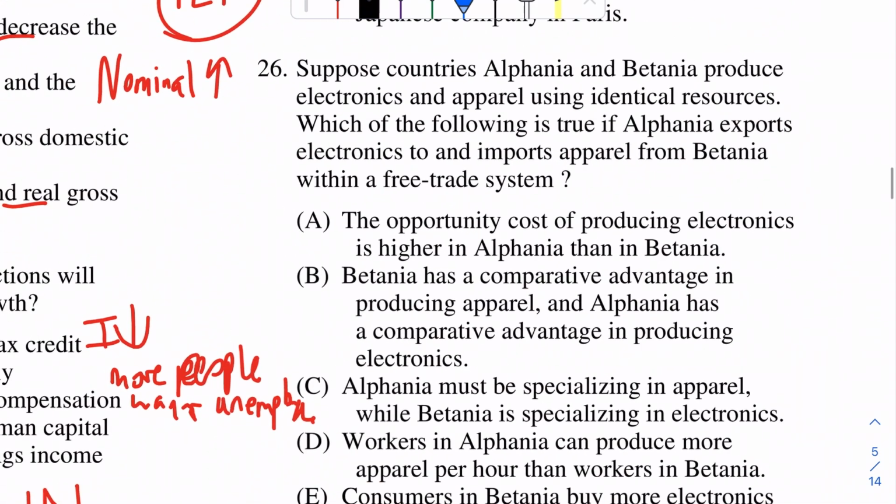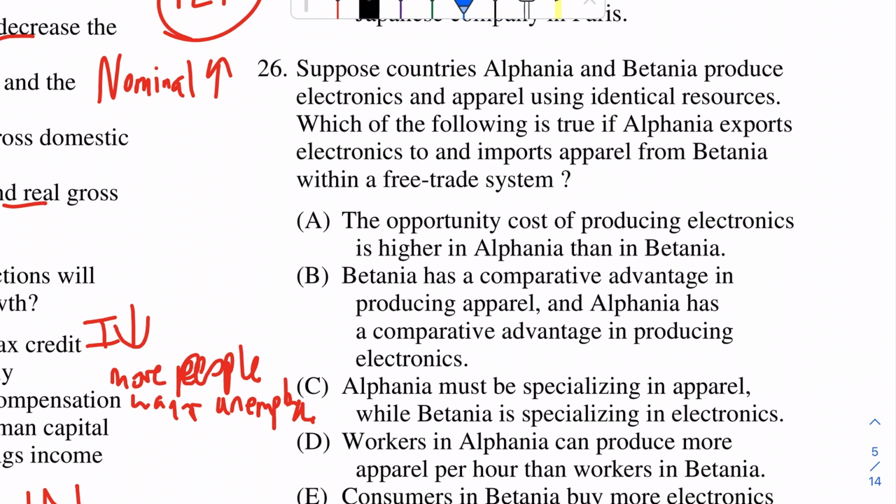Number 26. Suppose countries Alphenia and Beta Inia produce electronics and apparel using identical resources. Which of the following is true if Alphenia exports electronics to and imports apparel from Beta Inia? I'm sorry, I'm just not going to be able to say those countries. Why would Alpha export electronics and import apparel? Well, that would have to mean that Beta is better at the apparel and Alpha is better at the electronics.